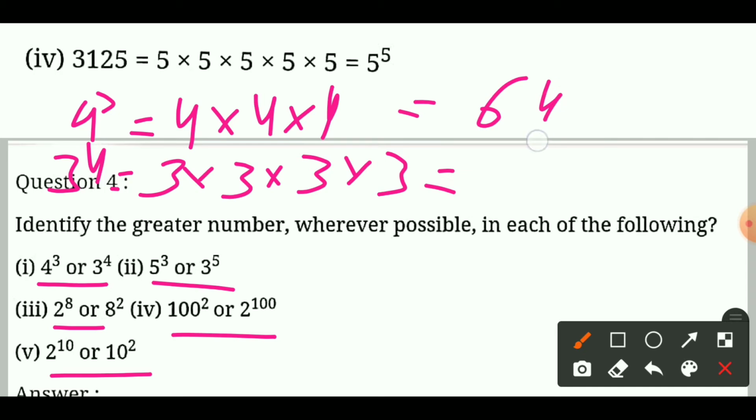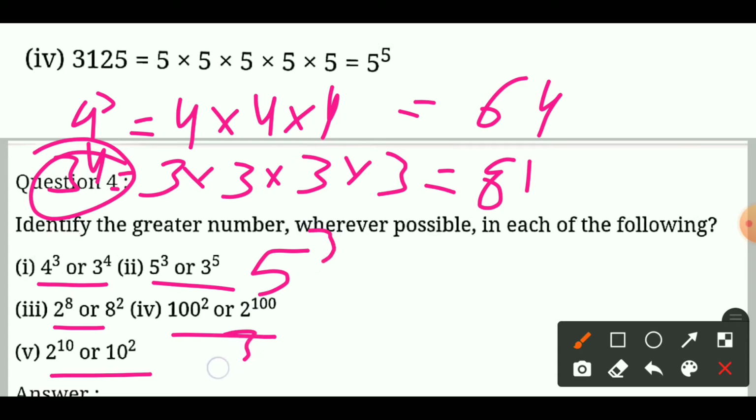64. 3 times 3 is 9, times 3 is 27, times 3 is 81. So which one is greater? 3 raised to power 4 is greater. Similarly, if we are going to do this, 5 raised to power 3 and 3 raised to power 5.